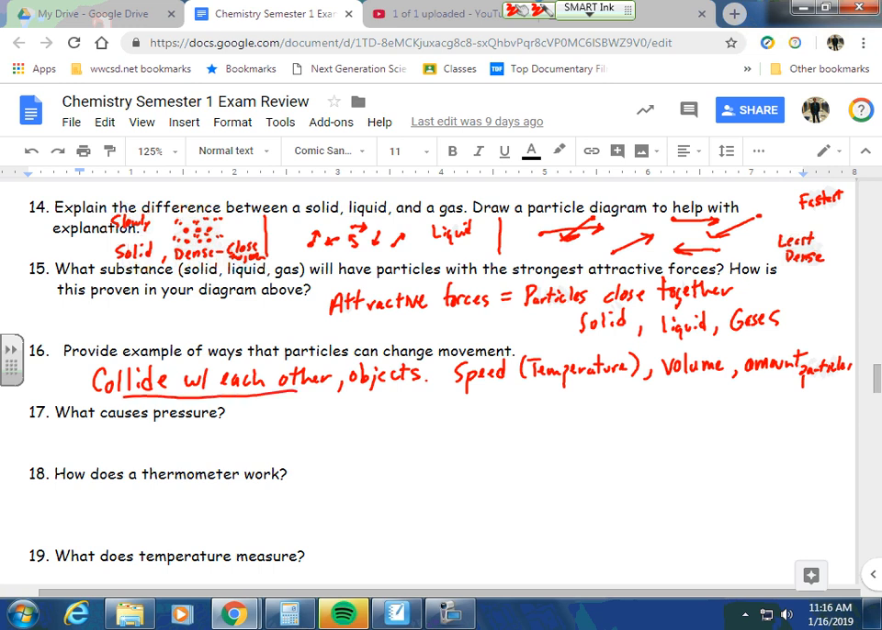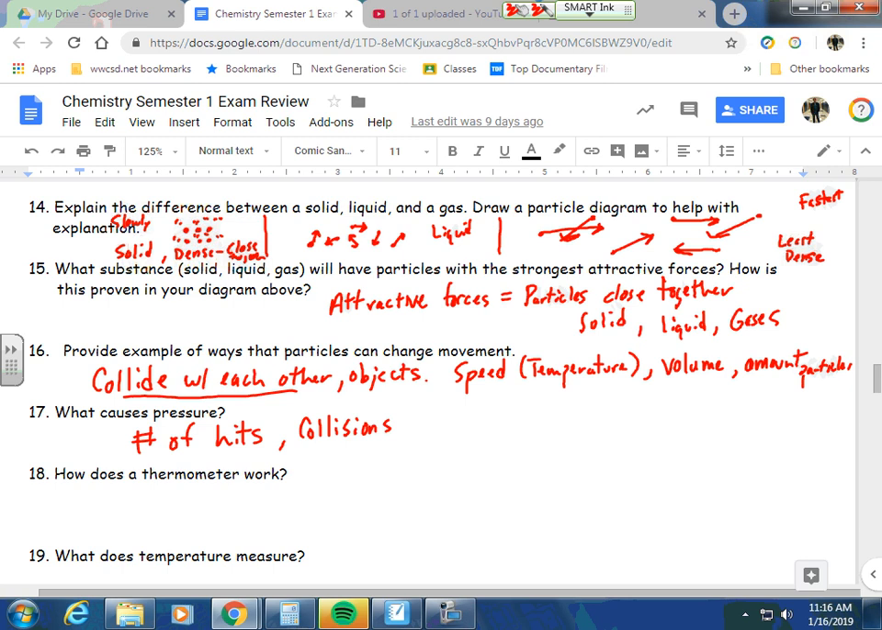All right, back to the collision part. What causes pressure? It's the number of hits. So how often does something hit something else? So these particles in a gas flying around everywhere, how often are they colliding with things? Collisions, that's what that is.